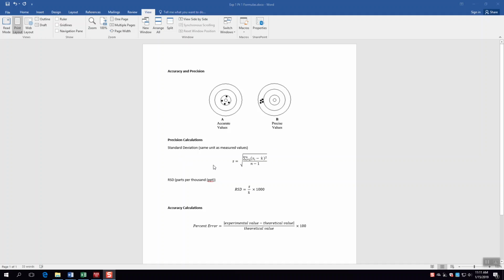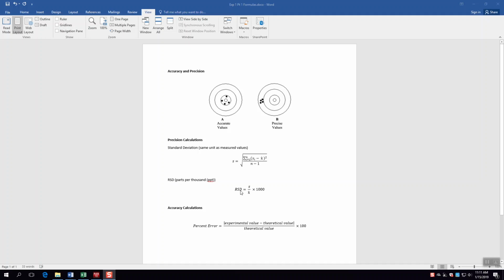So to review, accuracy is values close to the accepted value, and precision are values that are close to each other. Values, of course, can be both accurate and precise if they're both close to the accepted value and relatively close to one another. Now, in science or math, we can actually do some calculations regarding accuracy and precision. The most common precision calculation is standard deviation, and here is the formula for standard deviation.